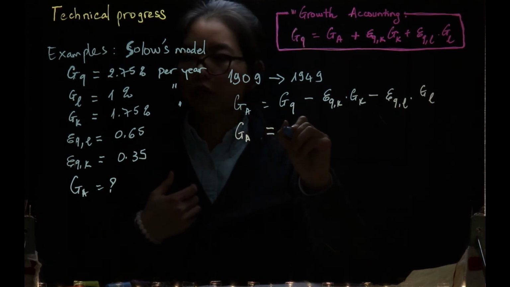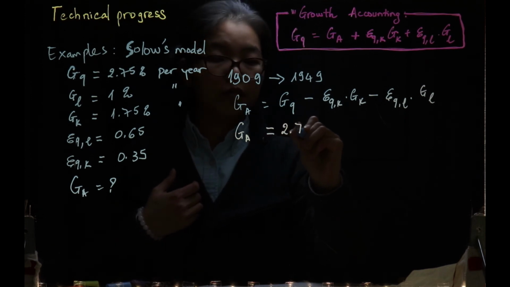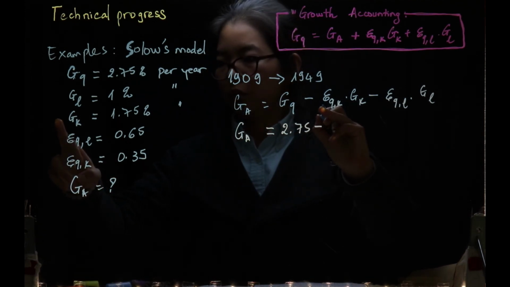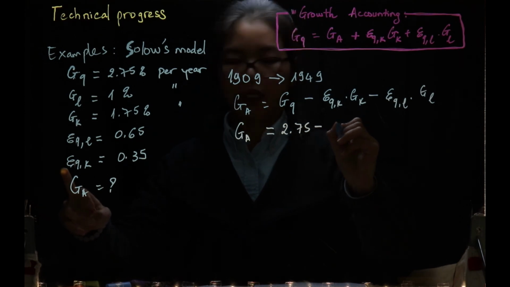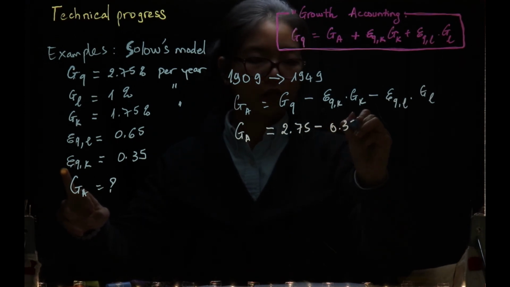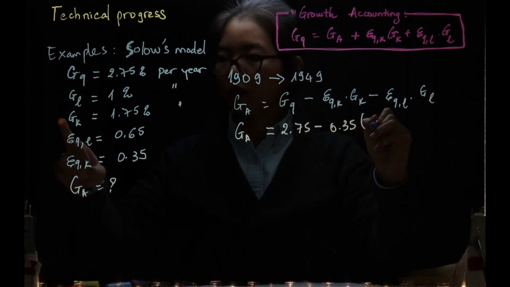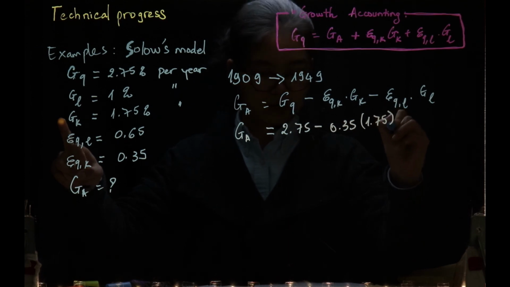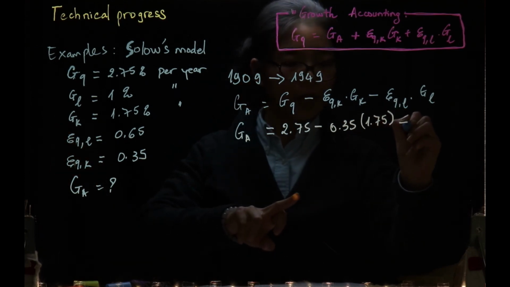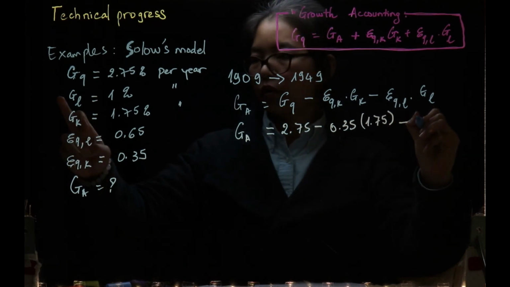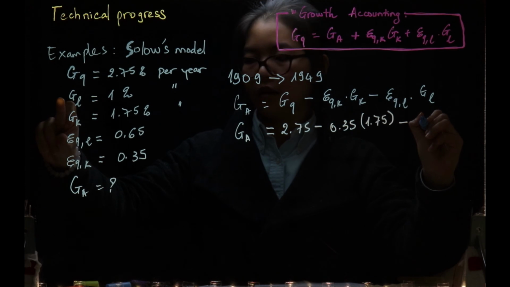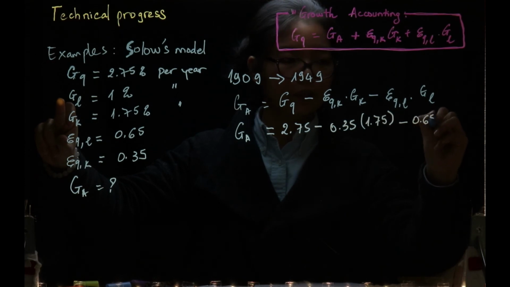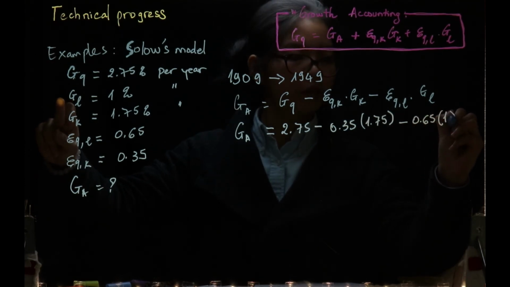So GA equals 2.75 minus the elasticity of output with respect to capital here, 0.35 times the growth of capital, 1.75, right? Minus, again for labor, the elasticity of output with respect to labor is 0.65 times 1%, right?